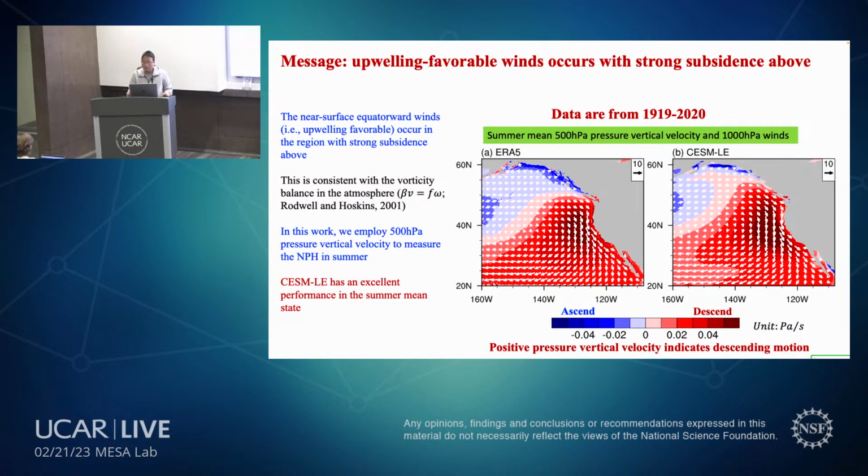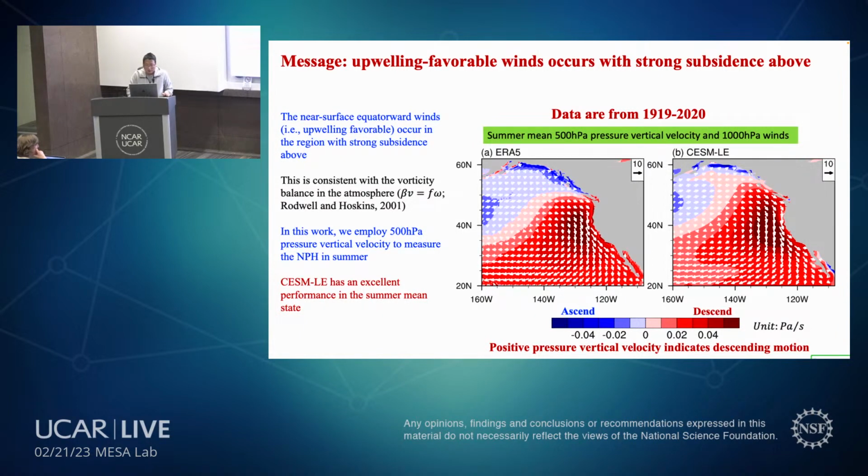Shading in these two panels is 500 hectopascal vertical velocity, and the vectors are near surface winds at 1,000 hectopascal. The left panel is ERA5, and the right panel is the large ensemble. And we can see near surface equatorward winds near the west coast near California.